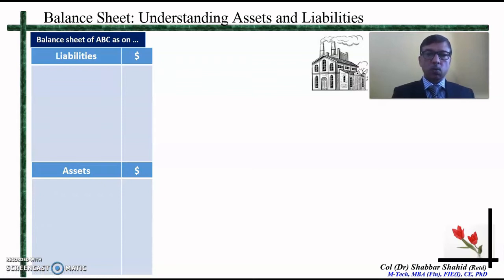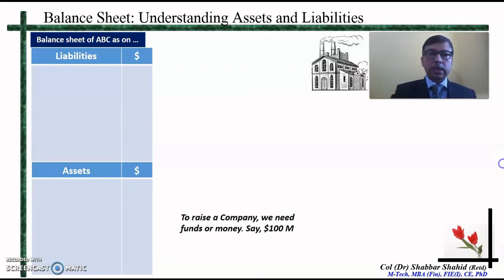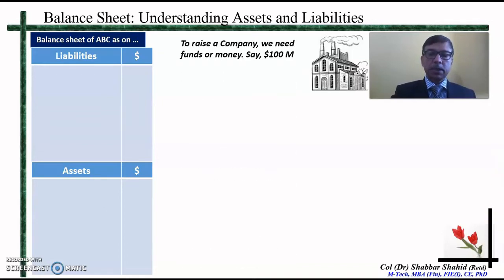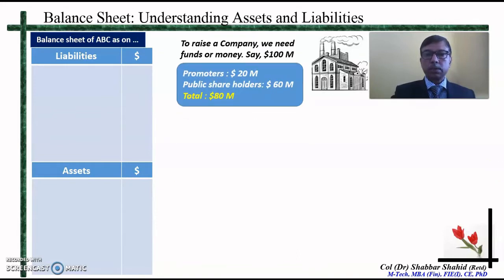Having understood what are assets and liabilities, let us now try and understand where these assets and liabilities come from. So let us go back to the time when the company was raised or the company was started. Let us say you started the company with a capital of $100 million. And at the time of starting, you may have pooled money from various sources.